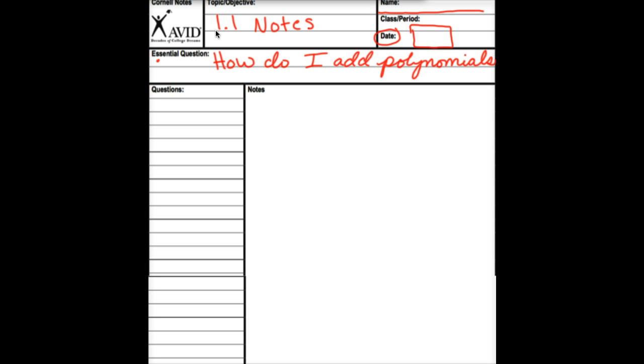So your notes are always going to be just short little snippets. When they're done and you've taken them neatly and you've shown me, then I give you the worksheet that goes with this section. So how do I add polynomials?